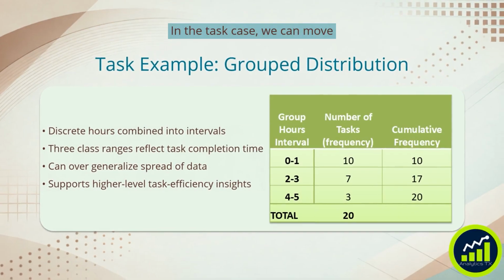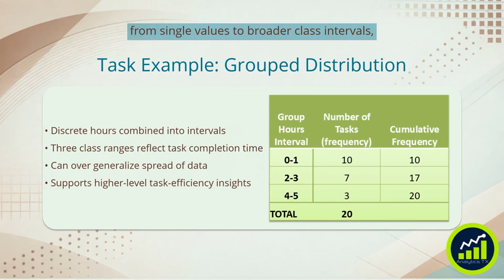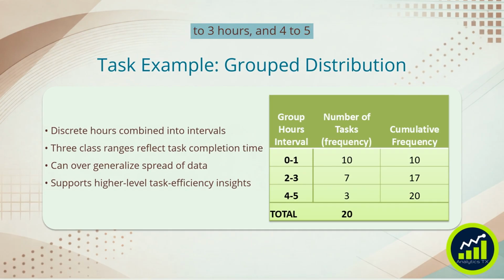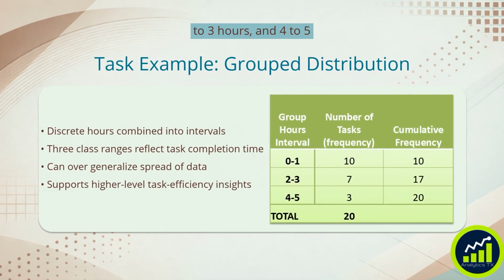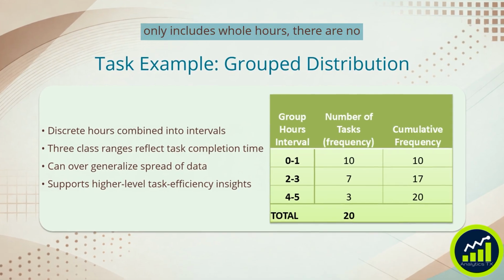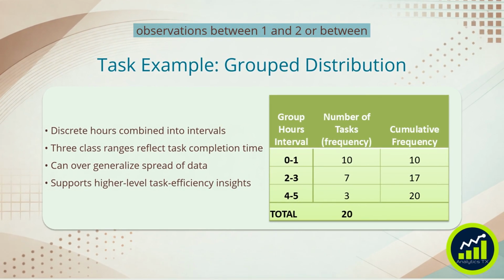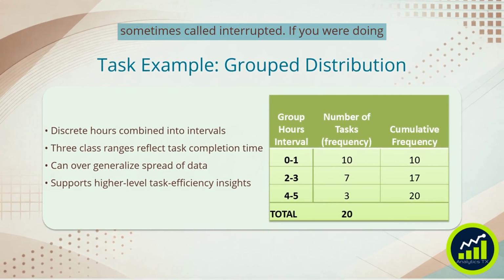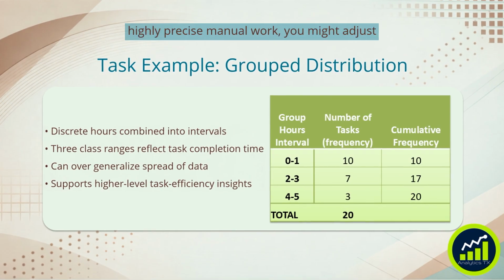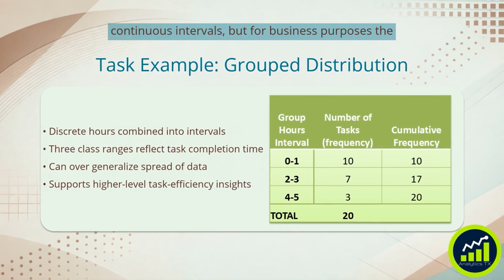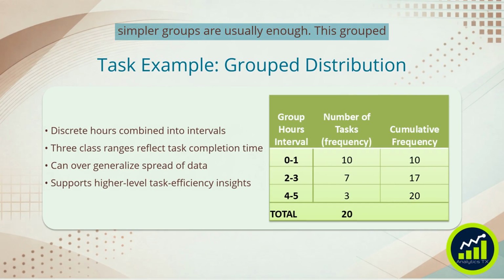In the task case, we can move from single values to broader class intervals, such as 0 to 1 hours, 2 to 3 hours, and 4 to 5 hours. Because the data is discrete and only includes whole hours, there are no observations between 1 and 2, or between 3 and 4, so the intervals are sometimes called interrupted. If you were doing highly precise manual work, you might adjust each boundary by 0.5 hours to create continuous intervals, but for business purposes, the simpler groups are usually enough.